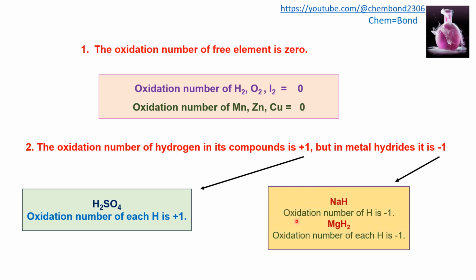In the case of minus 1 in metal hydrides, take sodium hydride. Sodium has plus 1, so in order to balance this plus 1, we take minus 1. So in this case, the hydrogen has minus 1. Magnesium has plus 2, so in order to balance it, the hydrogens have minus 2 in total. So each hydrogen has a minus 1 charge.